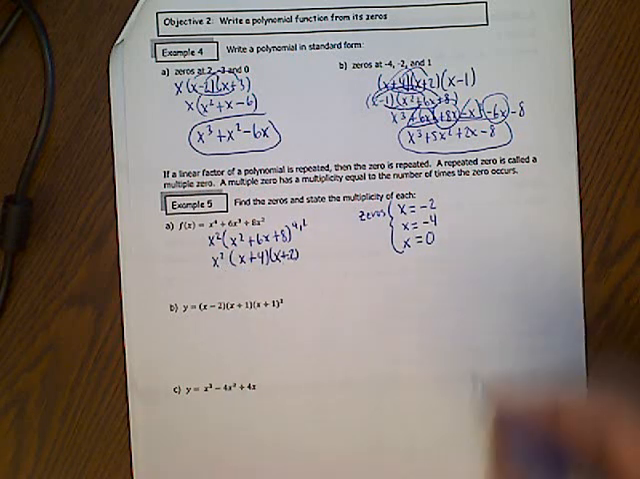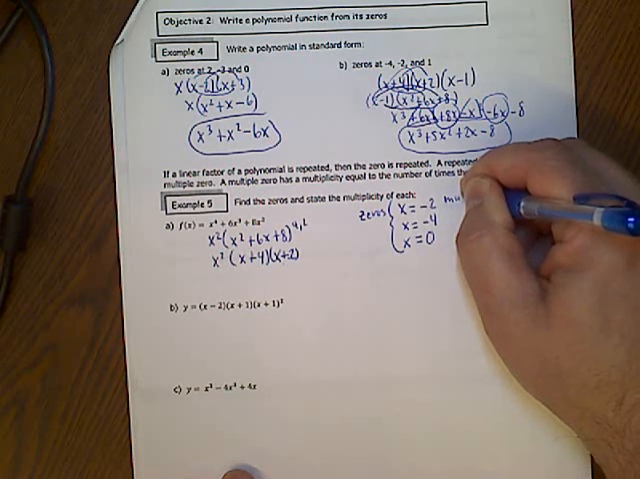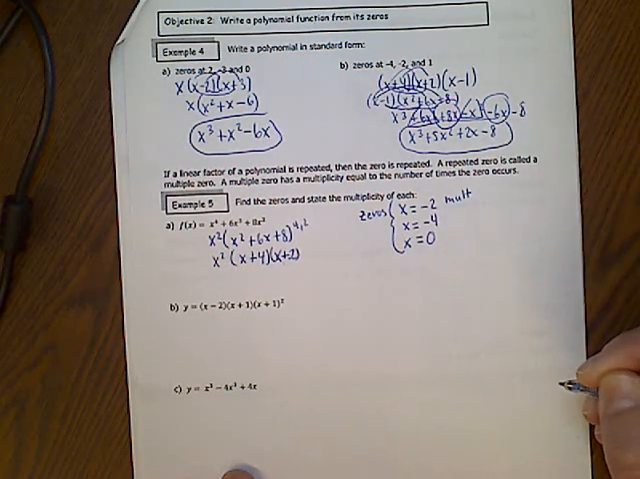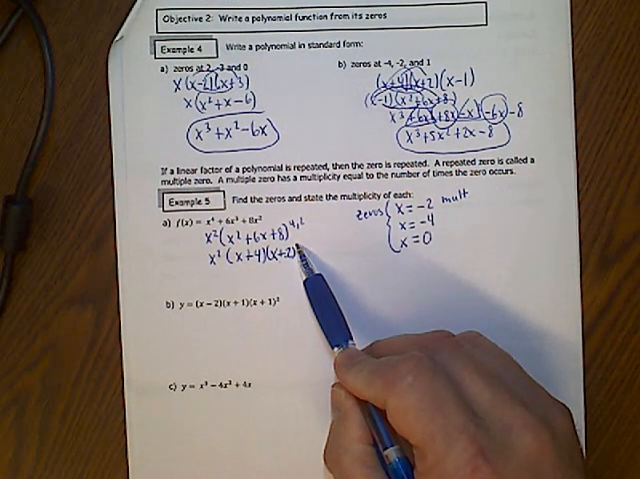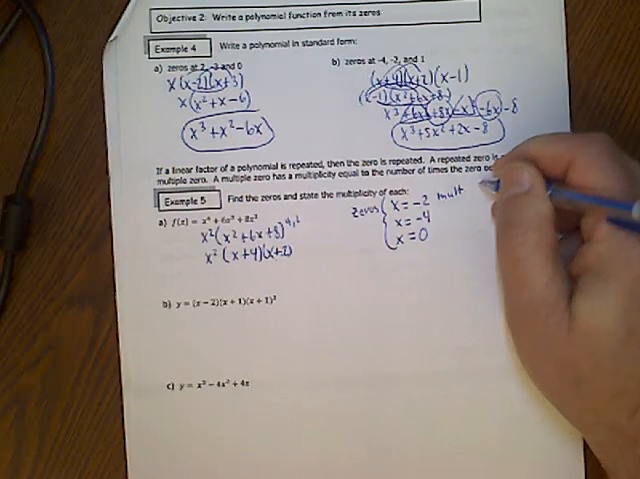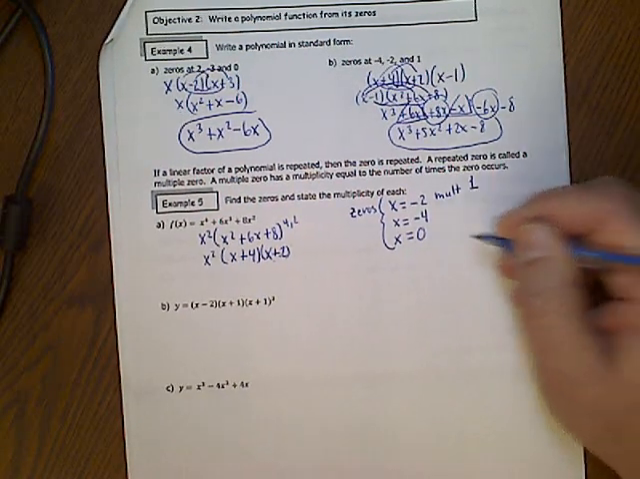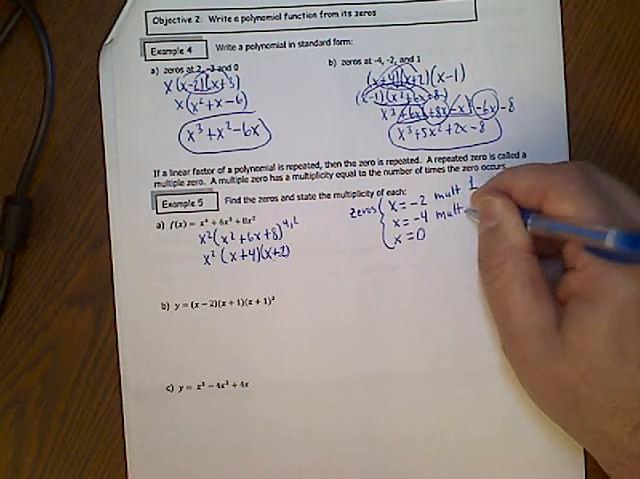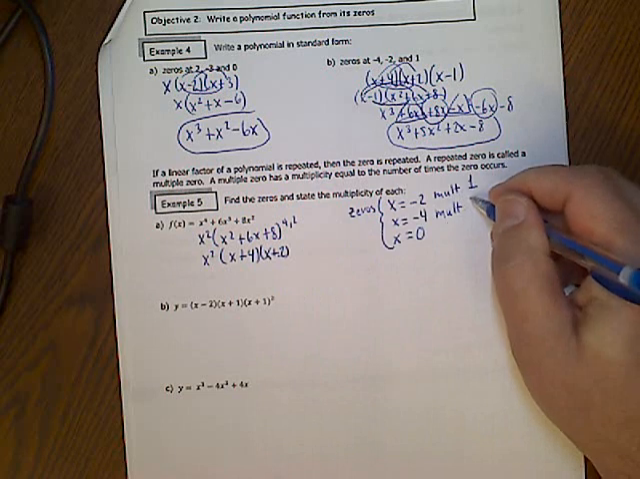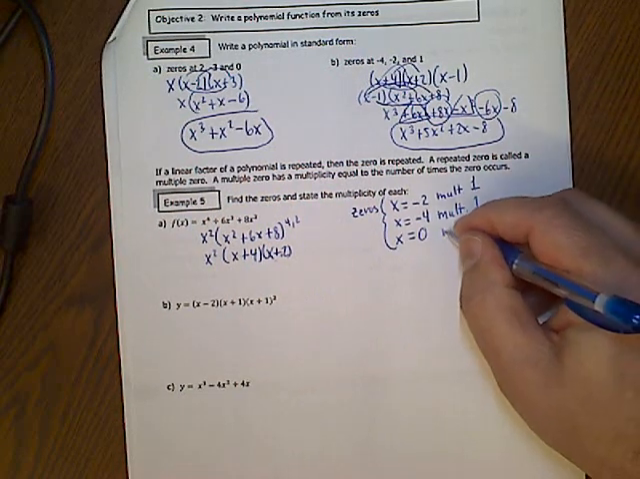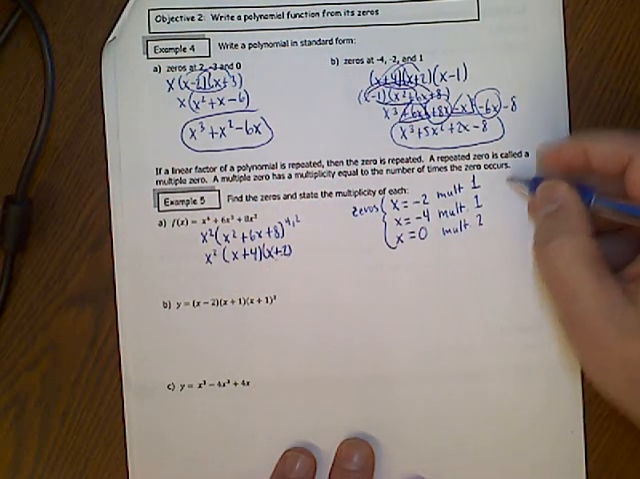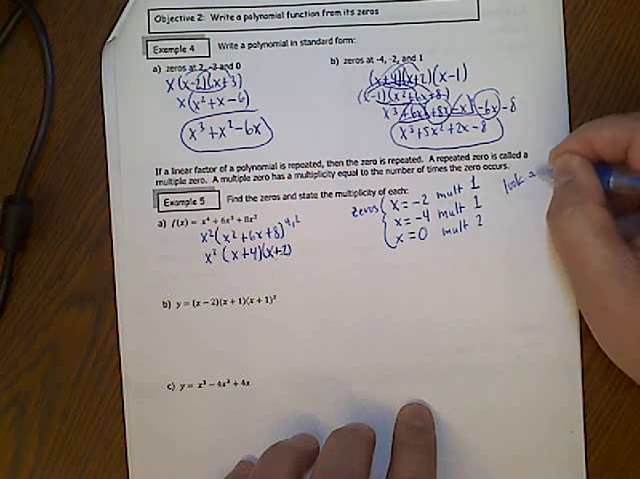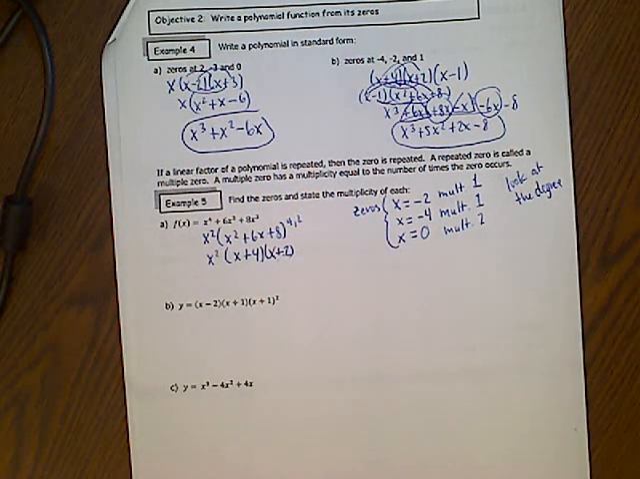All right, here's all multiplicity is. It just wants to know what degree each factor is. So if I look at -2, and I look at the little power next to it, what degree is that? 1. So -2 just has a multiplicity of 1. -4 also has a multiplicity of 1. 0, though, has a multiplicity of second degree. So all you need to do whenever you do these is look at the degree of the factor.